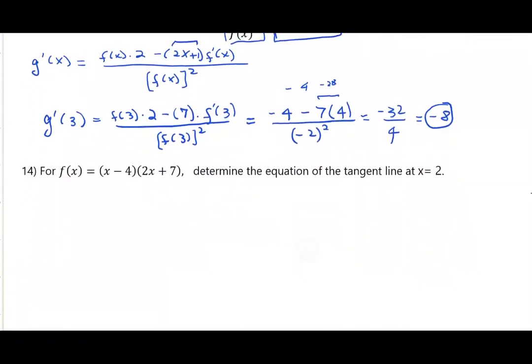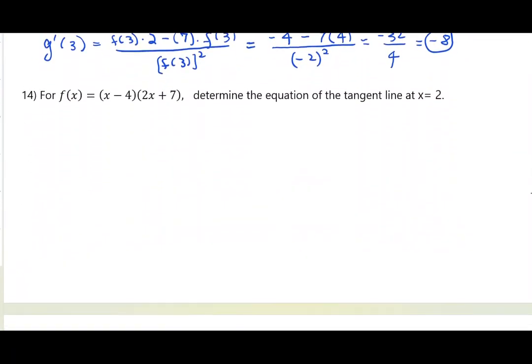So a few mixed examples now, and remembering from the last section when we learned how to write the equation of the tangent line at a given point, we're going to do the same thing, but now we have shortcut rules, and now we also know about product and quotient rules. So here, given f of x equals x minus 4 times 2x plus 7, we are asked to determine the equation of the tangent line at the point 2.